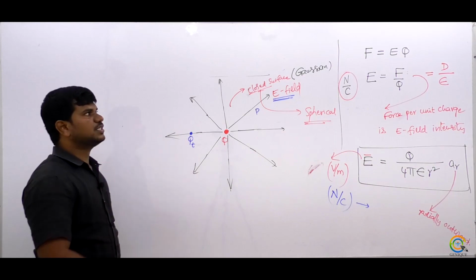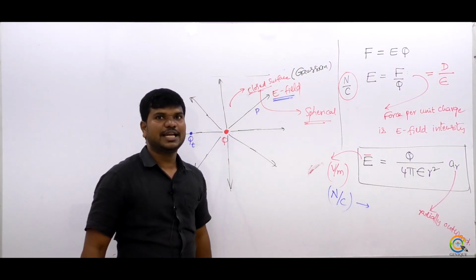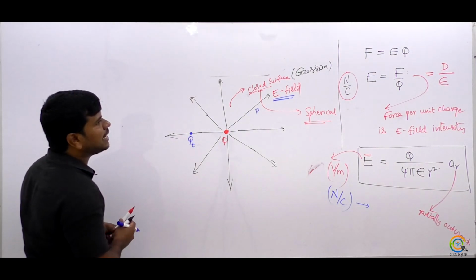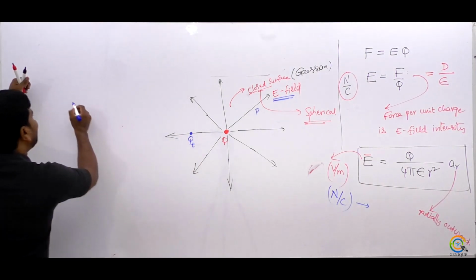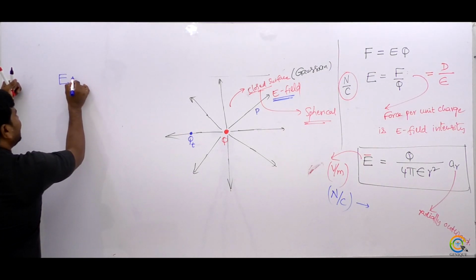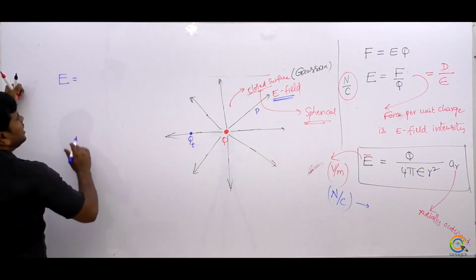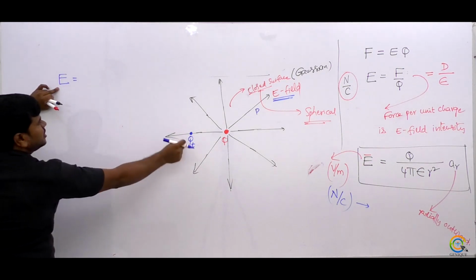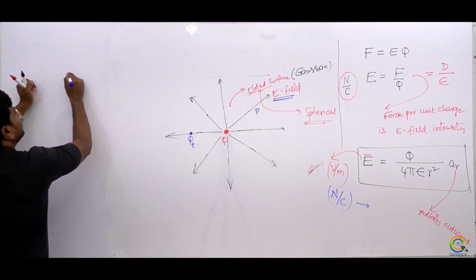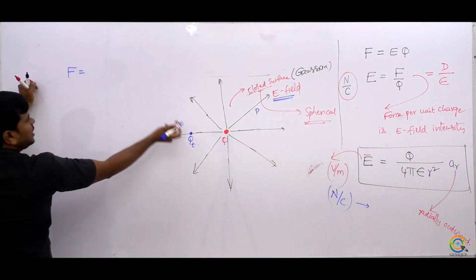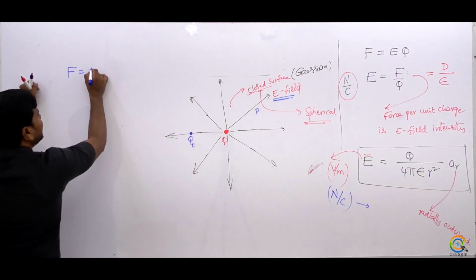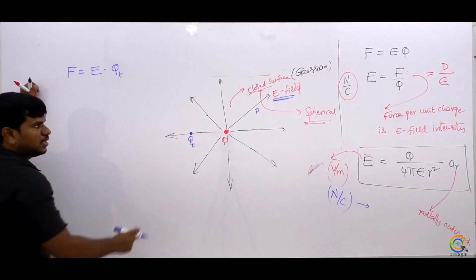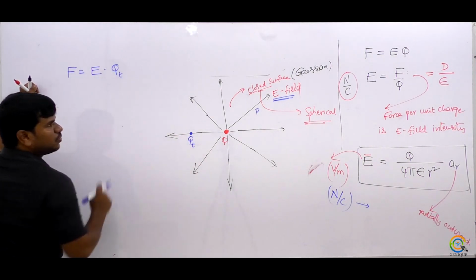That force is defined as F by Q. So what is F by Q? The electric field intensity. The force exerted on this QT can be written as the electric field intensity E, which we already found, times QT.